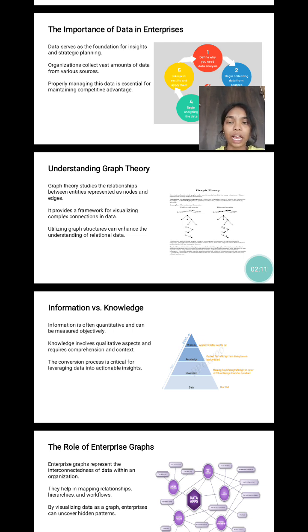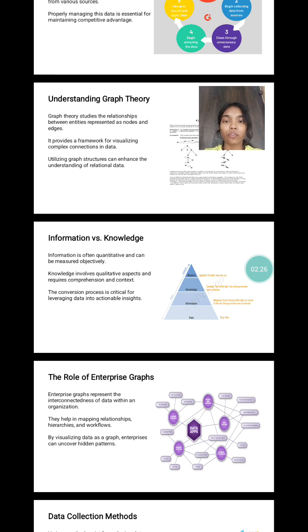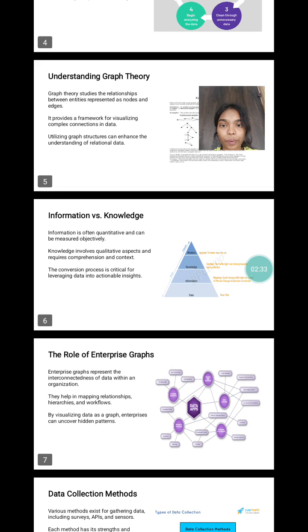When we use graphs for data, we can understand the relationships between relational data, and whatever the purpose of the data, we can store it in the graph. Now, information versus knowledge. Information is often quantitative and can be measured objectively. Knowledge involves qualitative aspects and requires comprehension and context. The conversion process is critical for leveraging data into actionable insights.